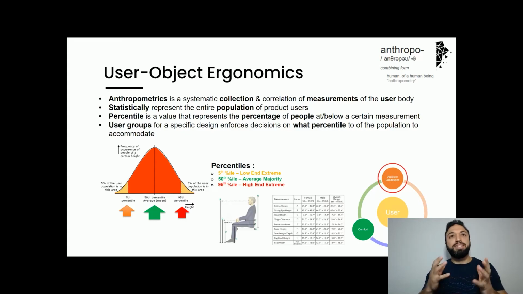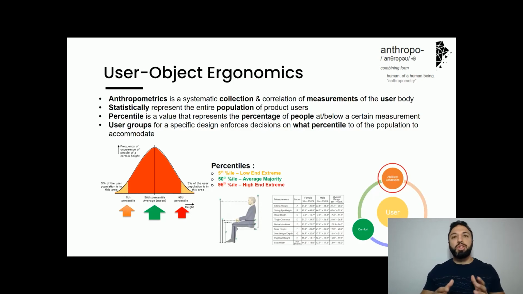Anthropometrics is the study or collection of measurements of user bodies. In this particular case it's human, but you're going to find similar data for any being. If you're designing a product for a dog, you're going to find anthropometric tables for dogs. If you're designing for a cat, you're going to find anthropometric tables for cats, and so on. So it's not really for that particular cat or that particular dog or that particular human, male or female, but a collection of measurements for these particular user groups.